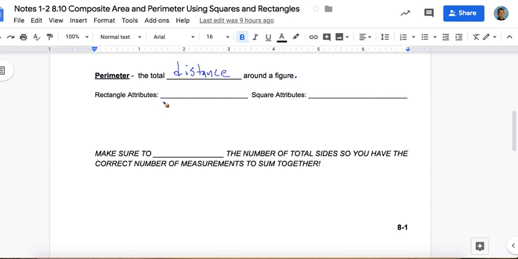And the attributes of a rectangle, that just means what it's made up of. The lengths are congruent. And also the widths are congruent. So that means opposite sides are congruent in a rectangle. Now in a square, we know that all sides are congruent.